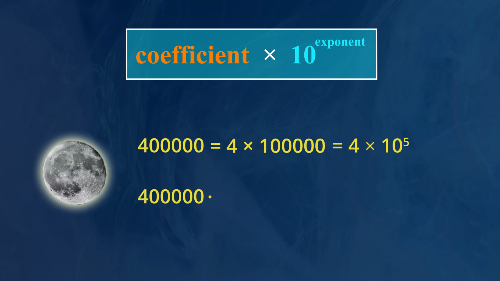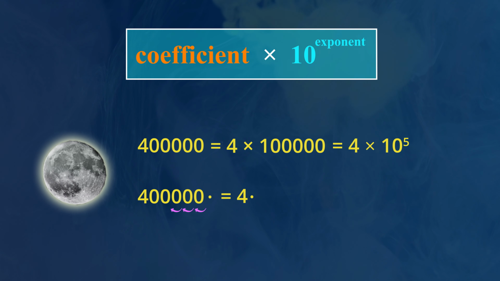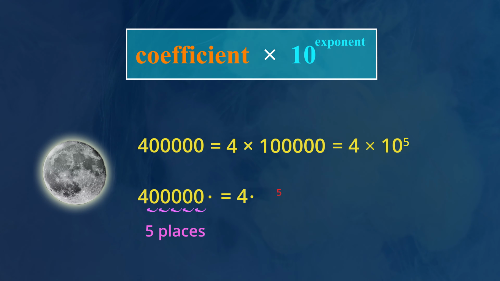Write the decimal point in 400,000. The coefficient is the 4. Write the decimal point in 4. Now count how many places the decimal point was moved from 400,000 to 4. 5 places, so the exponent of the 10 is 5.